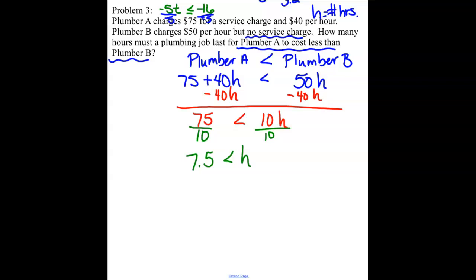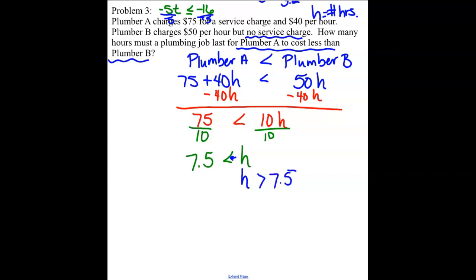Now again, this is turned around a little bit. Typically we start with our variable, so let's read it backwards. We have h having to be bigger than, it's on the bigger side of that inequality symbol, h has to be bigger than 7.5 hours. So for plumber A to be less than plumber B, the job would have to take more than 7.5 hours.